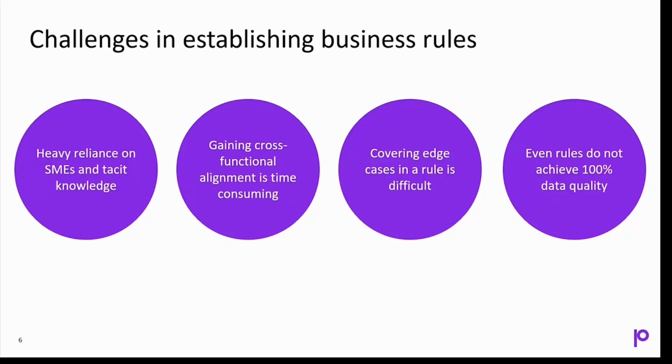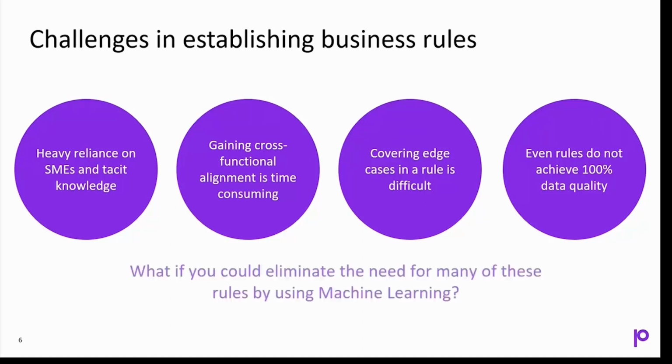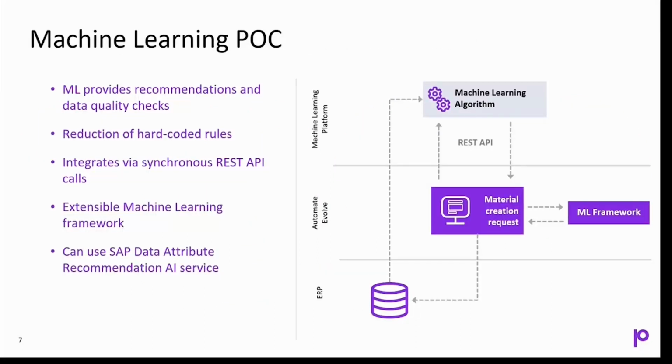It can take companies months and sometimes more than a year to define and agree on all business rules. Then covering edge cases and hard-coded rules can be difficult, if not impossible. Even with the best effort, hard-coded business rules will not guarantee 100% data quality. So what if you could eliminate the need for many of these rules by applying machine learning? That would reduce the effort, the time to solution, and complexity, and could therefore deliver huge savings and benefits to your organization. So we set out and have done an internal proof of concept to apply machine learning to a material master creation use case where machine learning provides data recommendations and data quality checks in the process. Machine learning replaced some of the rules that would normally be hard-coded in such a solution.